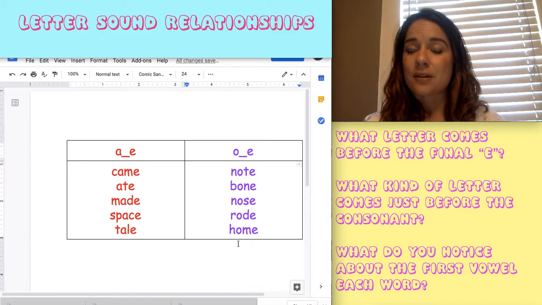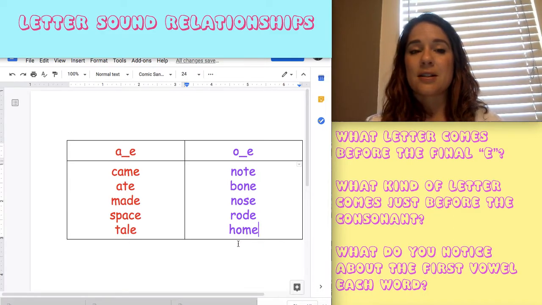Okay? I'm going to be posting this in the Google Classroom, and then I'm going to be attaching a word sort. Okay? You can either print the word sort out or you can write it on a piece of paper to turn it in.